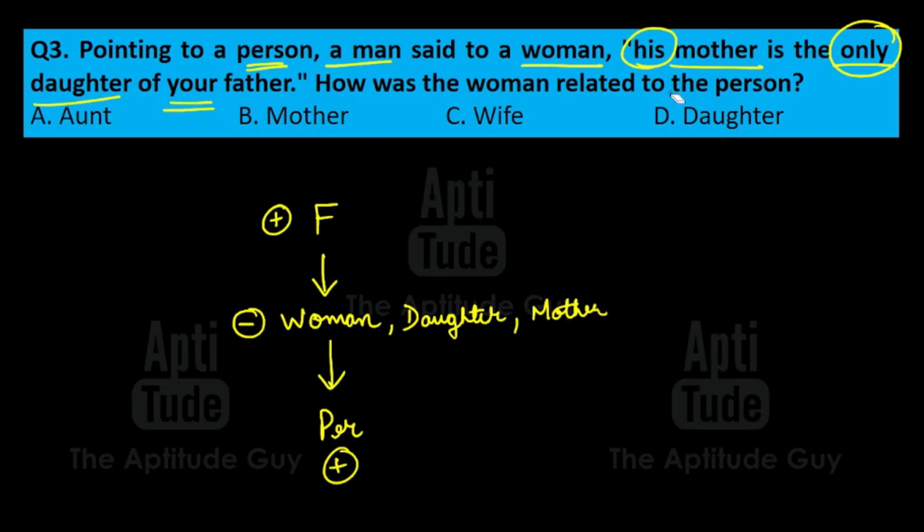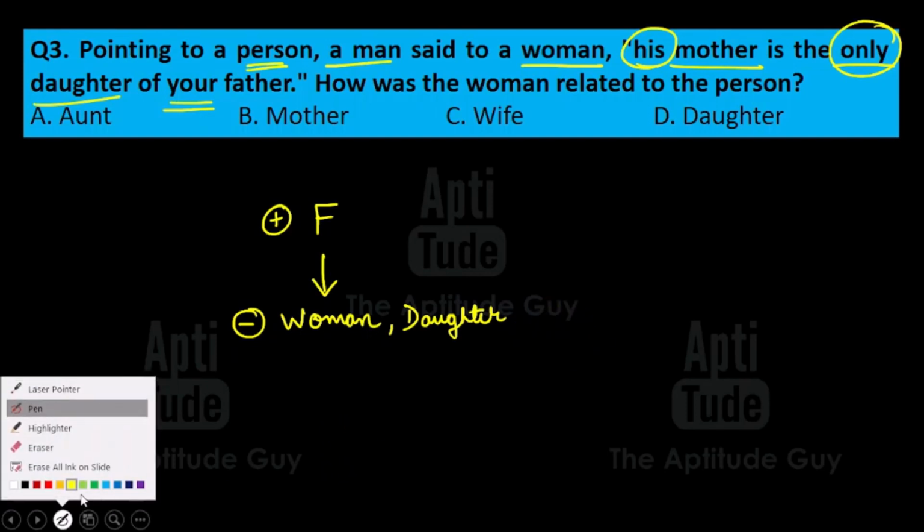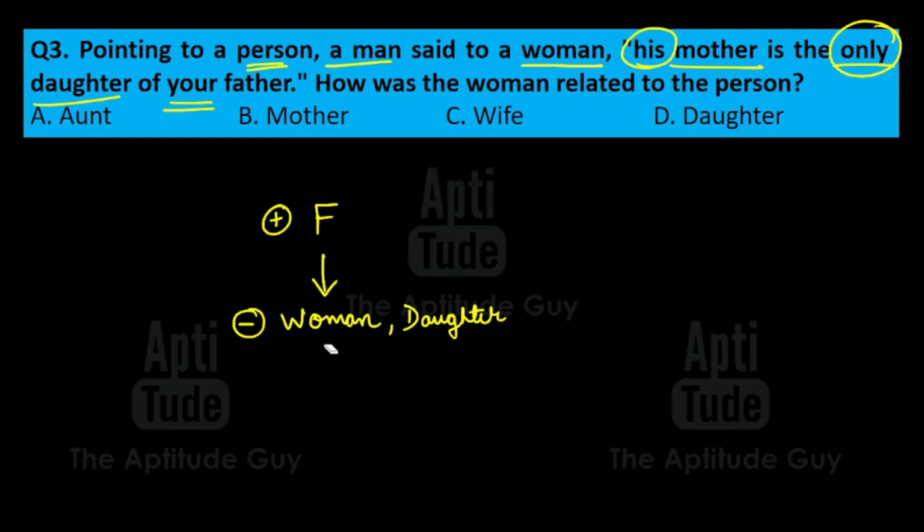Now they have asked, how is the woman related to the person? The woman is, of course, the mother of the person. If at all this explanation is too complicated for you, I can break it down for you a little further. Let me do that. So here what has happened is the woman is also the daughter that we have established.